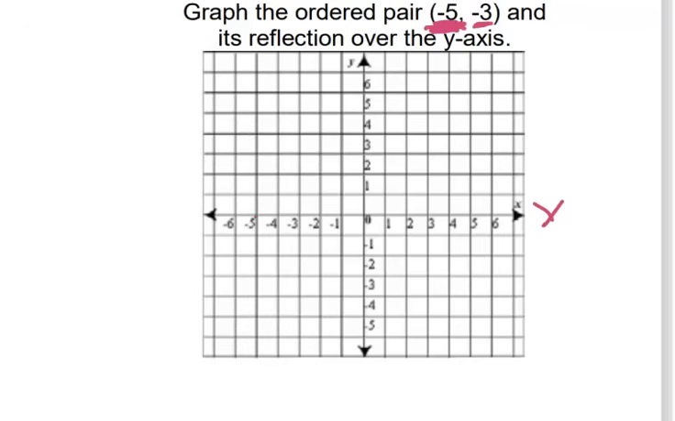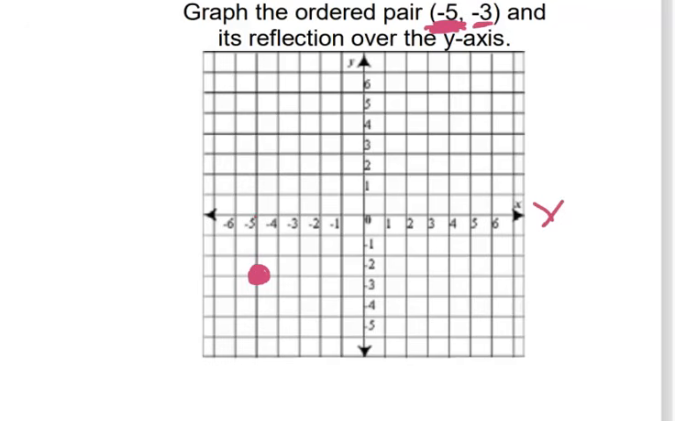And then we go -3. So do we go up or do we go down? Okay, we go down because -3, you can see right here, these are the negative numbers. So we're at -5, we go down 1, 2, 3. That puts us right here.